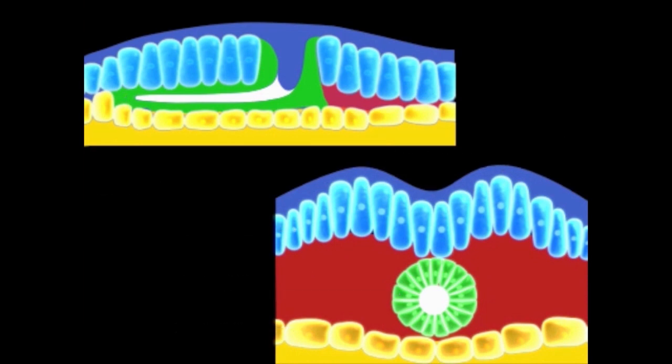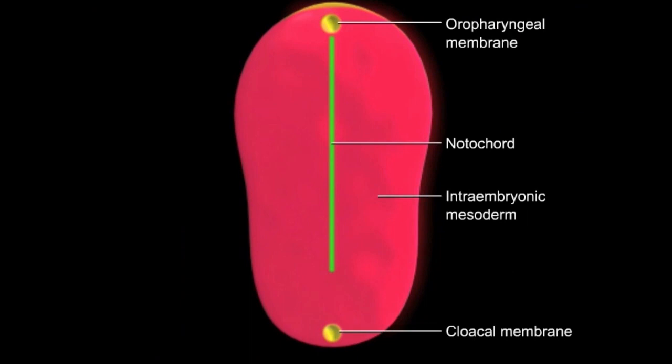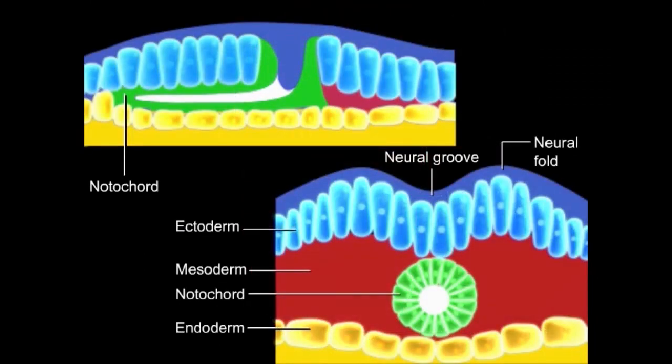The notochord triggers the overlying ectoderm to thicken and form the neural plate. The neural plate invaginates in the midline to form a longitudinal neural groove with neural folds on the sides. The neural folds merge and form a neural tube, the primordium of the brain and spinal cord.